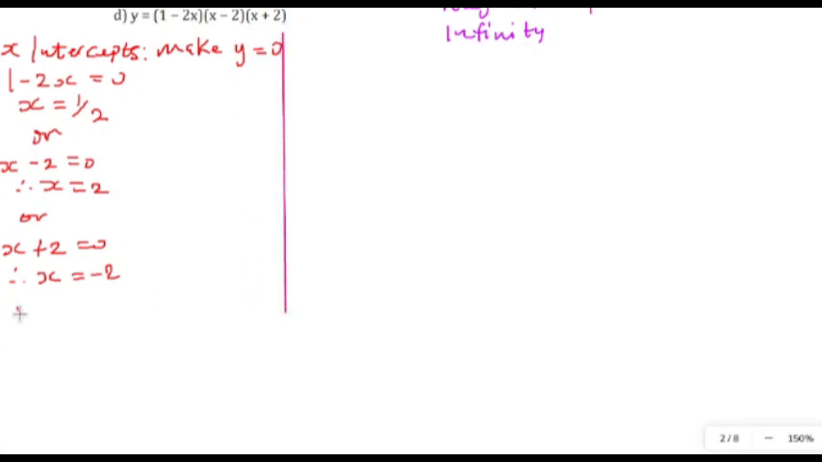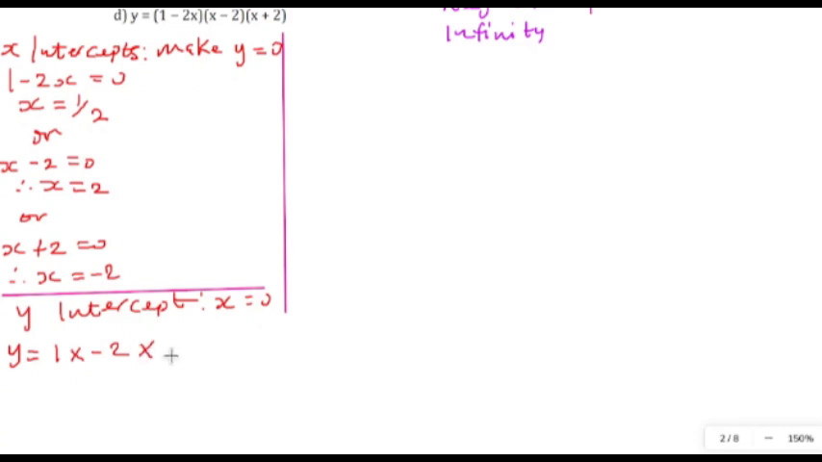Now for our y-intercept, for us to get the y-intercept, we make x equal to 0. So what do we get? y becomes equal to 1, because 2x is 2 times 0, 1 times minus 2, times 2. So here we get negative 4. So I can sketch based on these values. We come here, let's sketch.